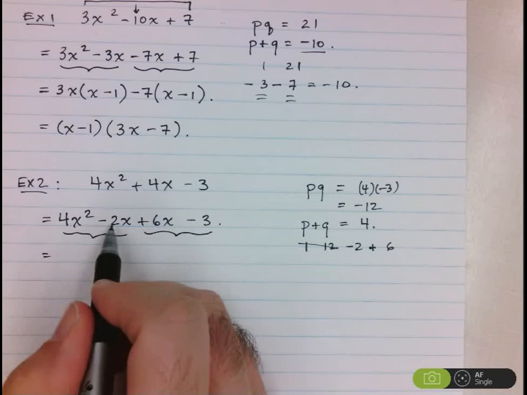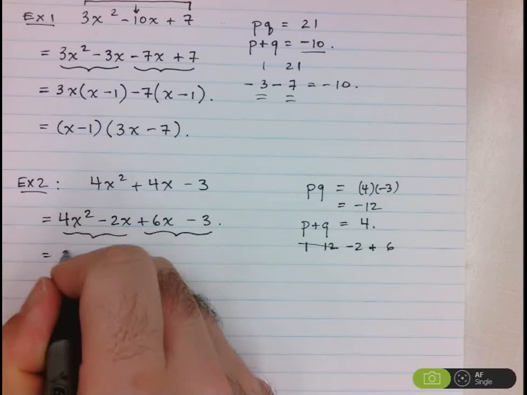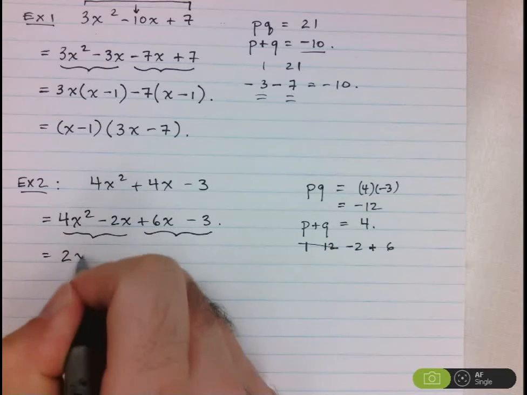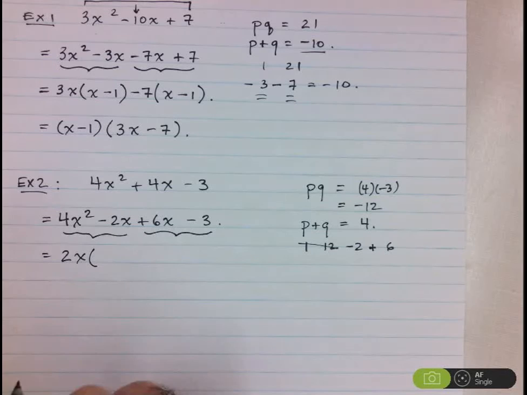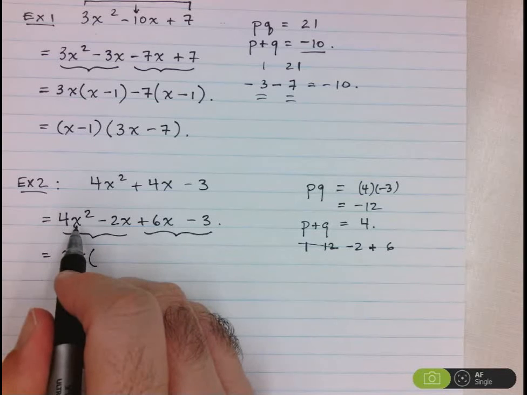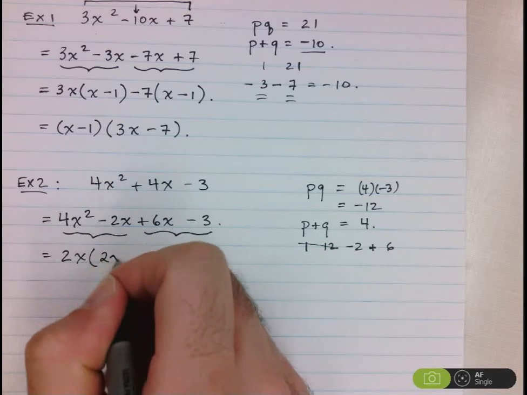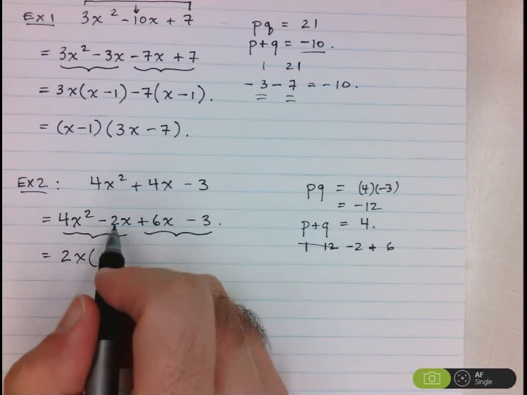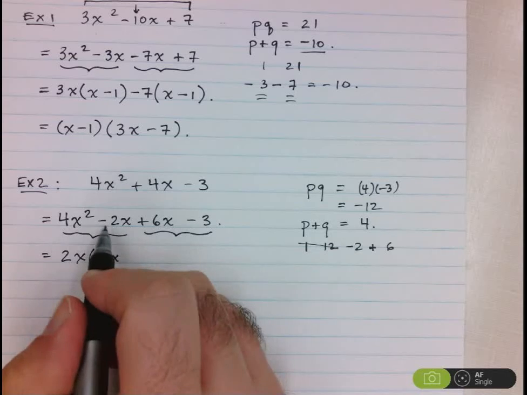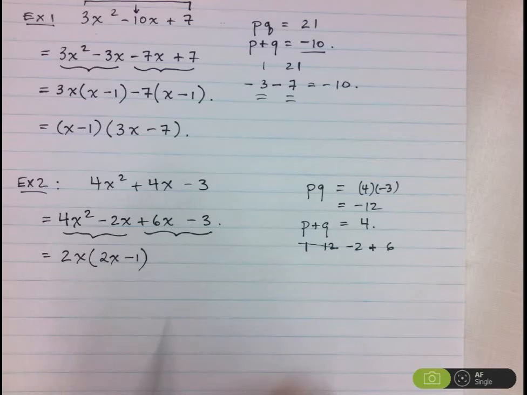So I look at the first two terms. They have a common factor of 2 and a common factor of x. So 2x. What am I left with here? If I take out a common factor of 2x, so I've got 2x in this first expression that's left, and here I take out the 2 and the x, I'm just left with minus 1.